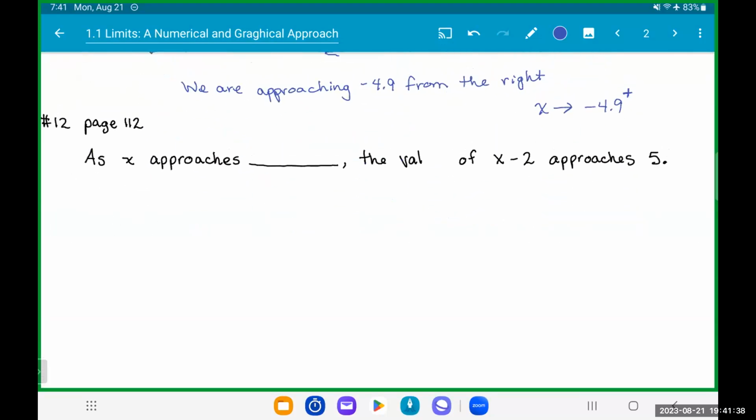Okay, another example, problem number 12. This is off of page 112. It says as x approaches blank, the value of x minus 2 approaches 5.